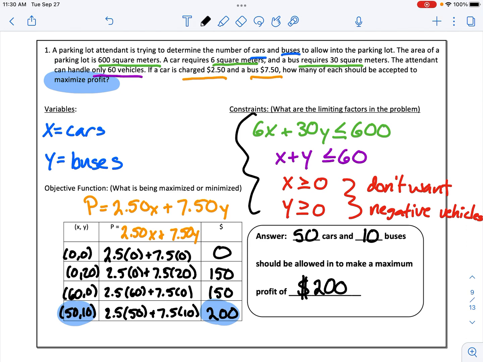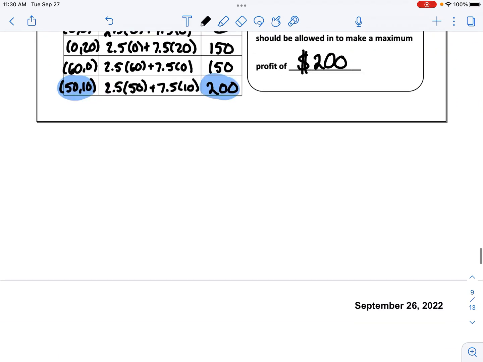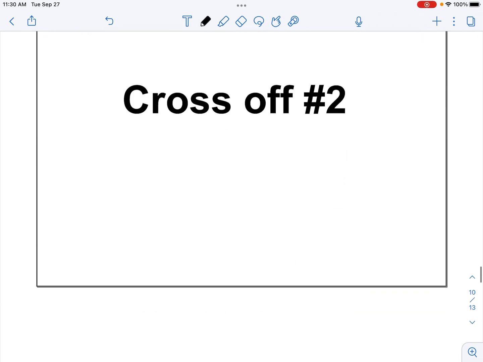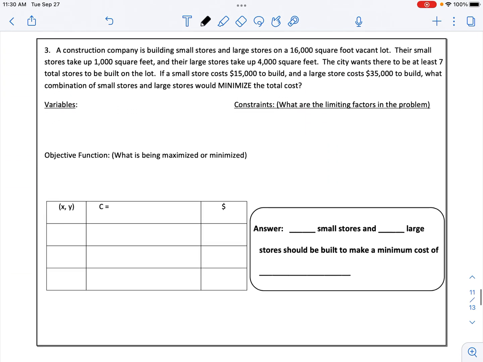All right, that is the first problem. Then I want you guys to cross off problem number 2. I think it's pretty confusing. We're not going to do that one. And then we'll jump to question number 3.